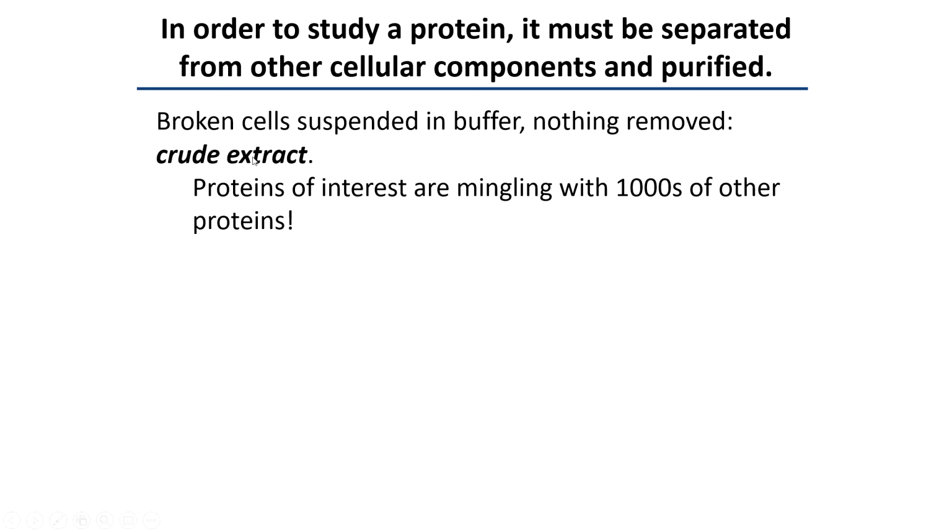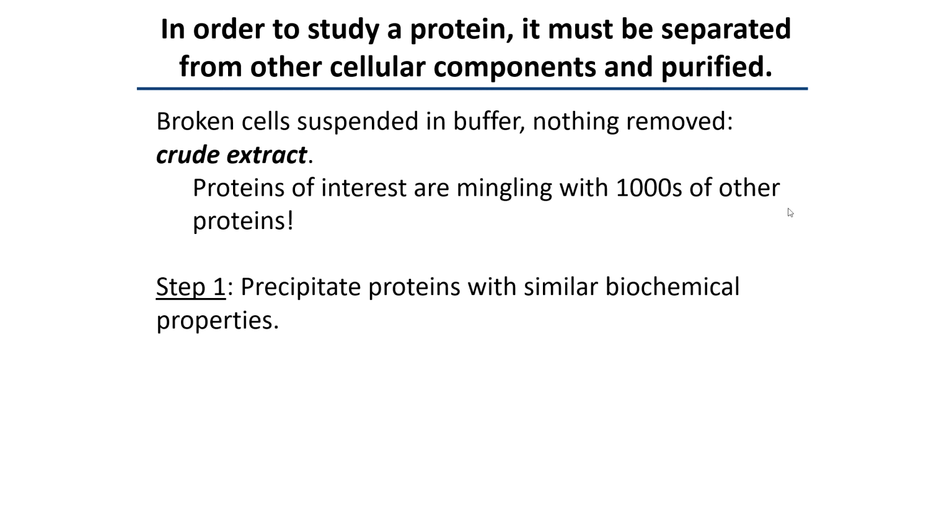And so the first thing you do is you create what's called a crude extract, where you break cells open in a lysis buffer, but you don't take anything out. So you take those cells, drop them in a lysis buffer, which tends to be like a soapy lysis buffer. That breaks open the cells, and all of the proteins in the cell spill out into the surrounding aqueous environment. This means your protein of interest is actually mingling with thousands of other proteins in the cell. And so you want to be able to progressively lower the amount of contaminating proteins, which will increase the concentration of your protein of interest.